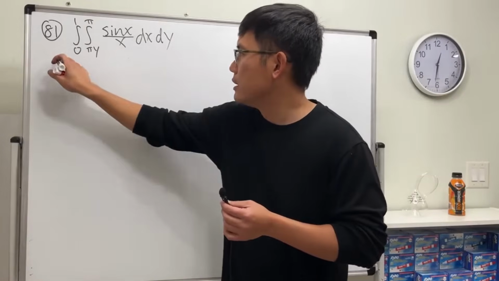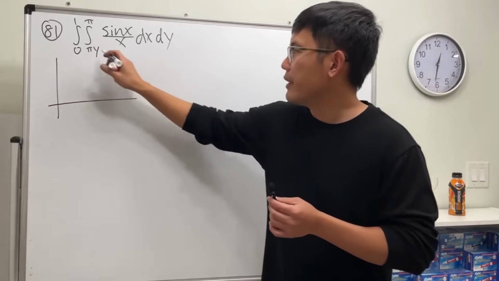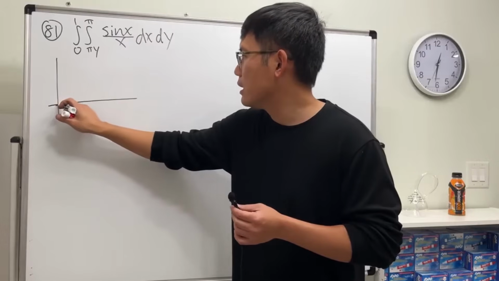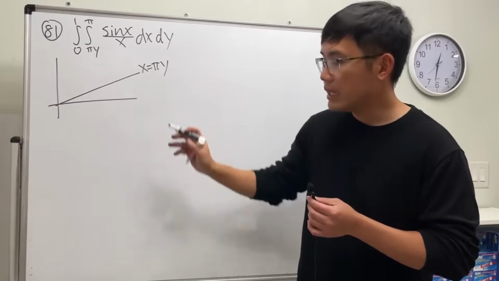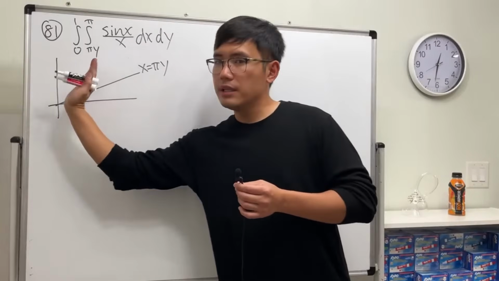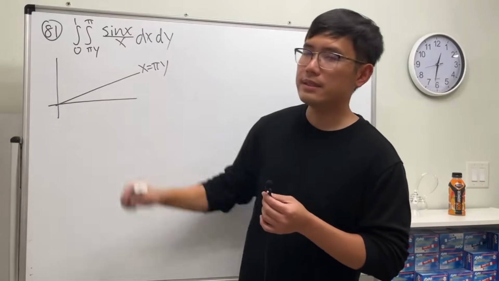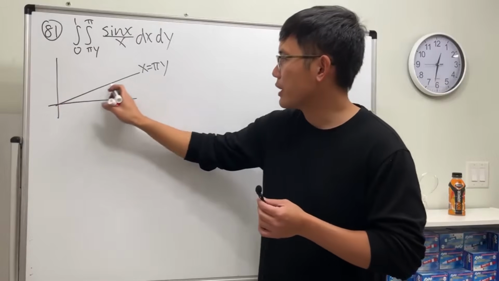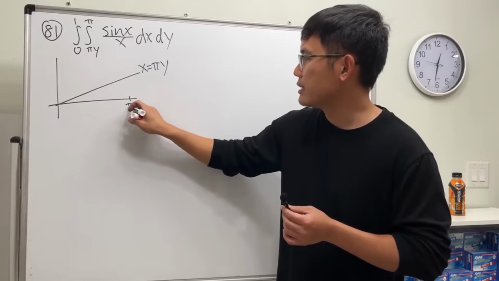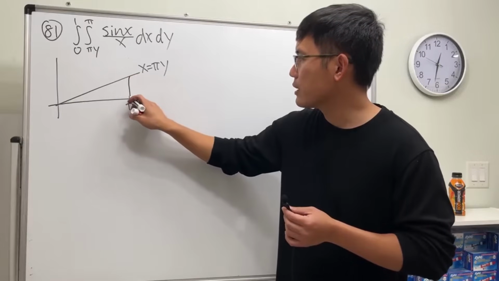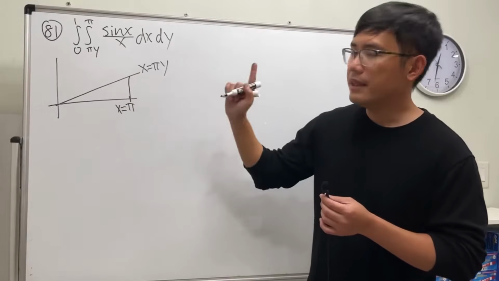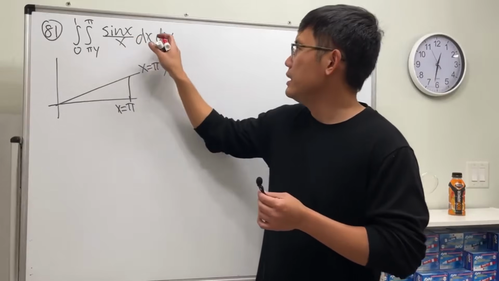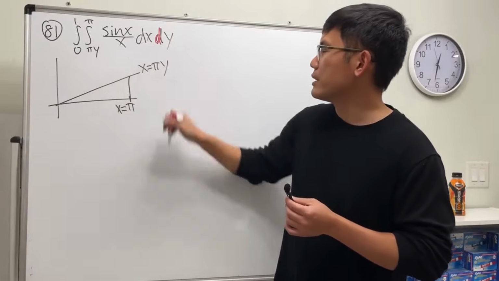So check this out. All right, x is equal to pi y. So right here, x is equal to pi times y. Okay, so we look at this, and then we go to x is equal to pi. So we have this right here, and then x is equal to pi, let's say it's right here. So it's a vertical line. Don't forget this is x equal to pi. And then next, we look at dy.